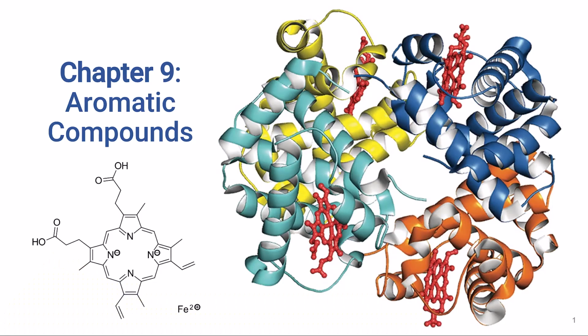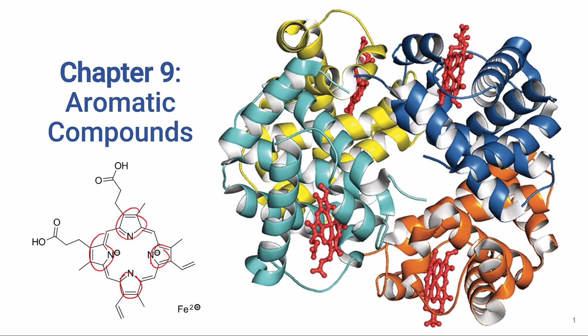In Chapter 9, we will be looking at aromatic compounds, and what we have shown here is the structure of hemoglobin. Hemoglobin is used in our bodies to carry oxygen, and it contains a large aromatic cofactor called heme, and that is shown here. So those different rings here, and this whole thing makes up an aromatic compound, which is called heme.